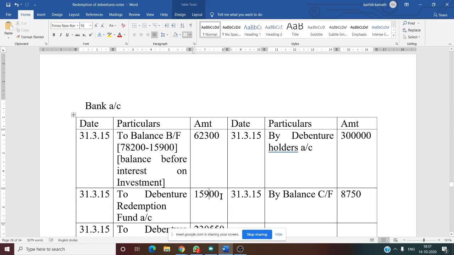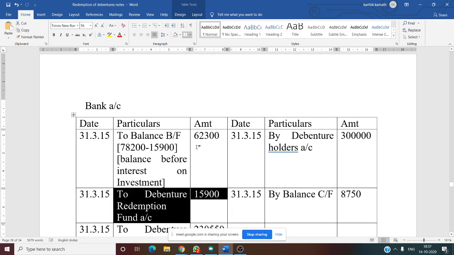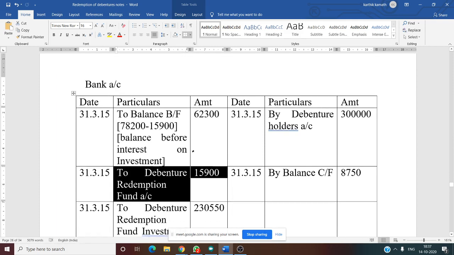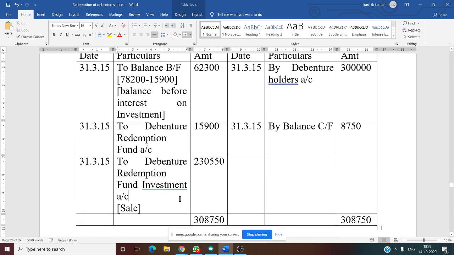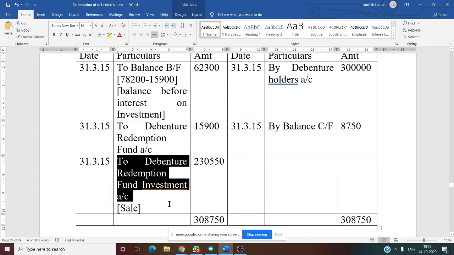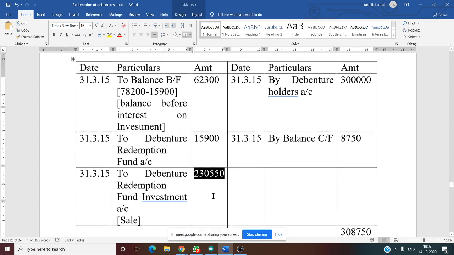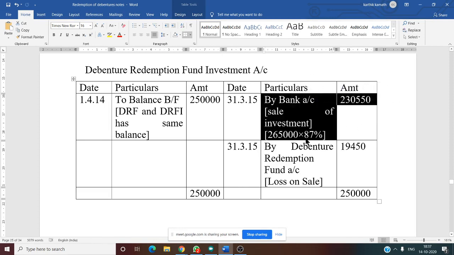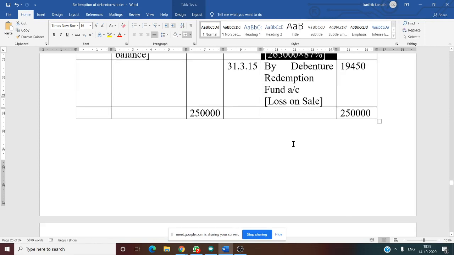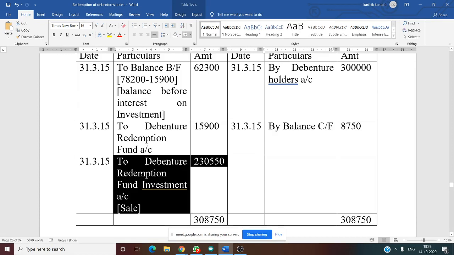Then last year's interest you need to show separately. Don't show it in the opening balance. So now we know last year's interest is 15,900. So write bank account debit to debenture redemption fund account, last year's interest, 15,900. Then one more thing is the sale amount. If you see the third account, you will come to know the transfer entry: to debenture redemption fund investment account, sale made, 2,30,550. In the third account, by bank we have returned 2,30,550. So the same thing we have transferred here to the bank account.